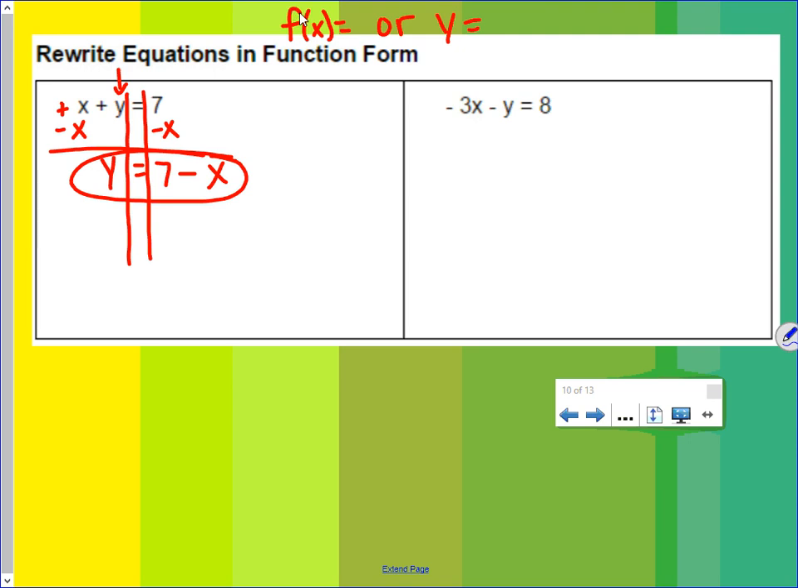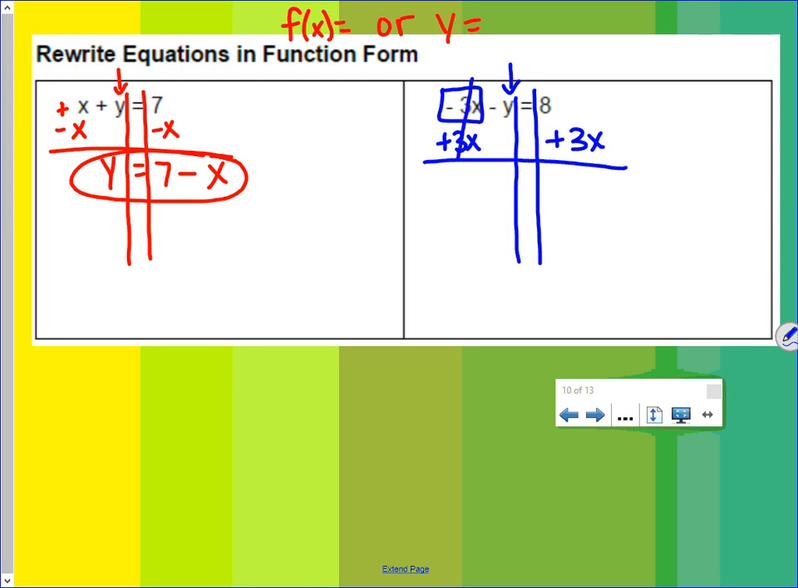Second question: negative 3x minus y equals 8. We want to get y all by itself. So first step is we need to move the negative 3x. We need to get rid of that, put it on the other side of the equal sign. It's negative, so we undo that with a plus 3x on both sides. This cancels out. This leaves us with negative y. Don't forget that negative sign goes along with the y. Equals 8 plus 3x.